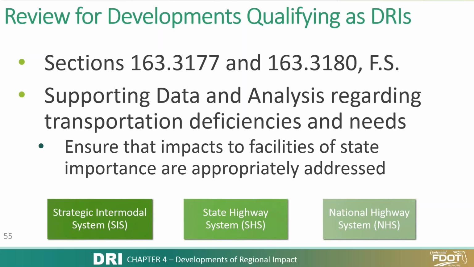In regards to data analysis, the amendment must have data analysis that is relevant to the development, including identifying any transportation deficiencies and needs. That includes impacts to transportation resources and facilities of state importance. If you were in attendance at the last webinar, we discussed that under FDOT procedure number 525-010-101-D, such facilities are identified to be on the Strategic Intermodal System, or SIS, the Statewide Highway System, or SHS, or the National Highway System, NHS.